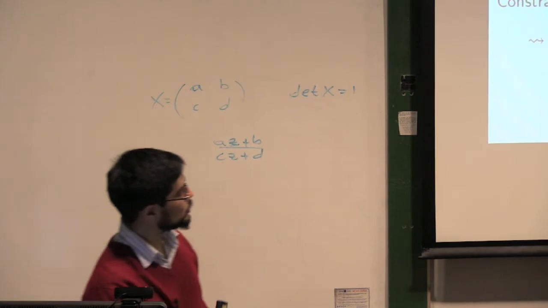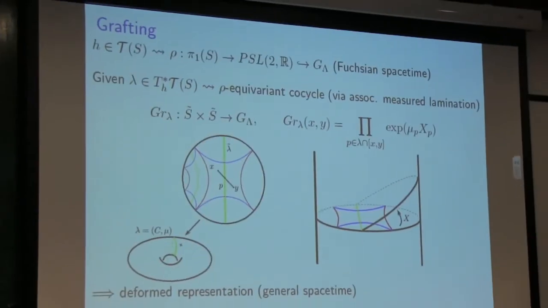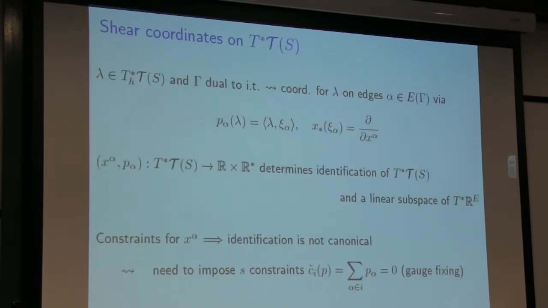Okay, so I can try to go very fast on this. Now we try to understand how to parameterize these deformed holonomy representations in some generalized way in terms of coordinates along dual graphs on the surface, right? And it's very easy to define shear coordinates, or generalizations of the shear coordinates, on the cotangent bundle over Teichmüller space.